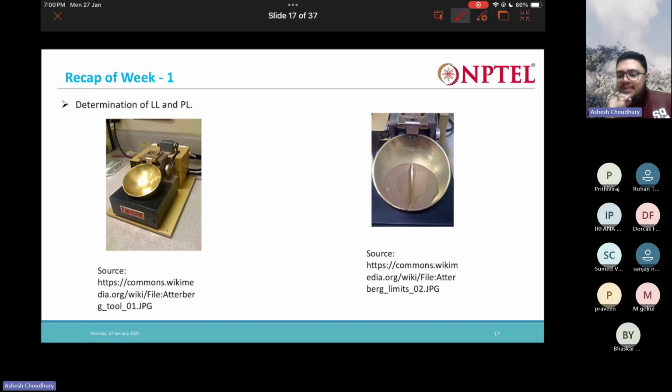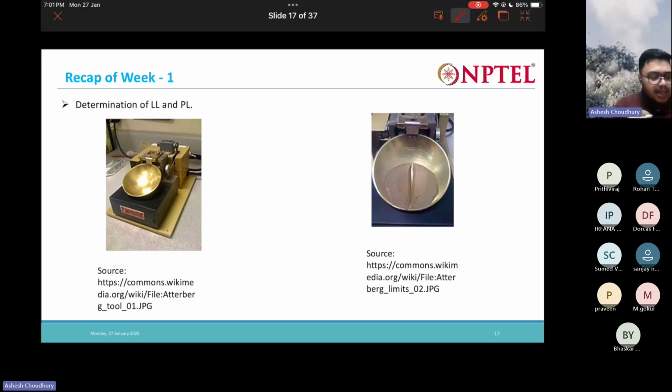So Casagrande, Arthur Casagrande, was a great engineer who made huge contributions in the field of geotechnical engineering. Casagrande and Terzaghi; Terzaghi is obviously the father of soil mechanics. They both have huge contributions in soil mechanics, and you will encounter their names throughout your soil mechanics journey. Casagrande developed this apparatus to determine the liquid limit.